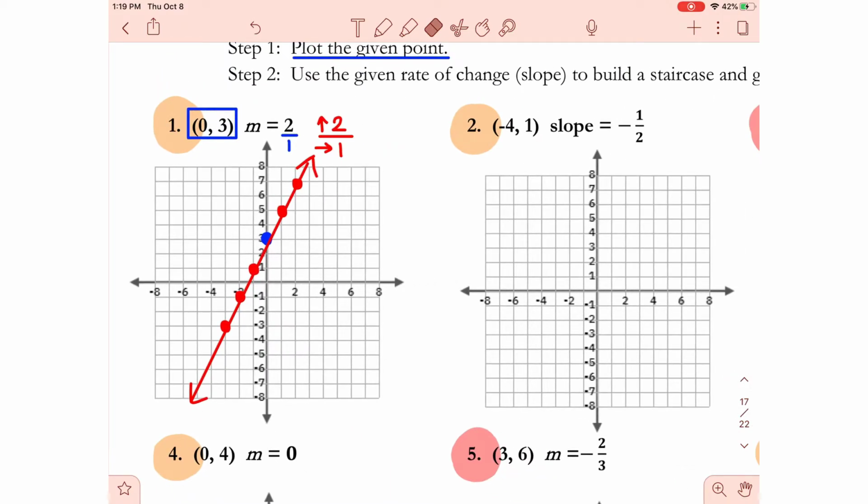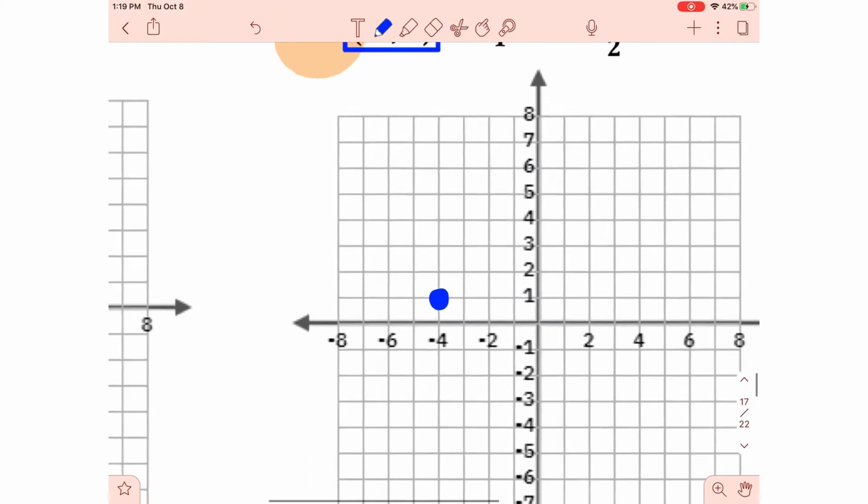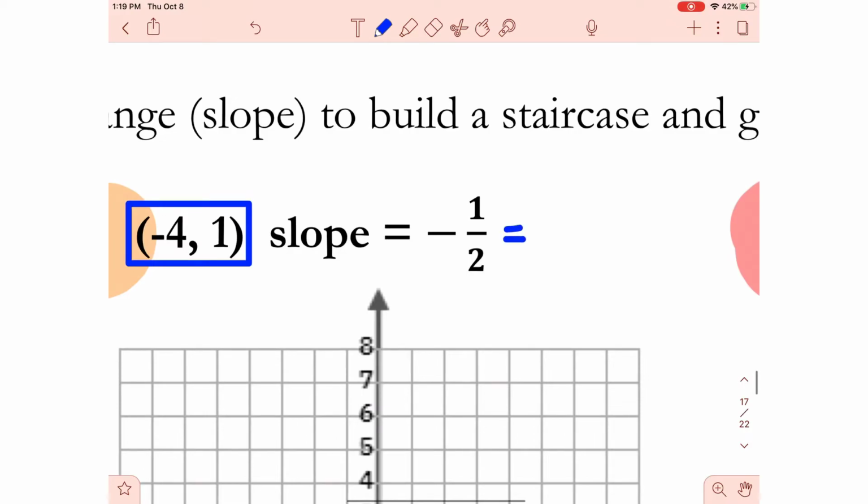Let's do it again for number 2. For number 2, the point is -4, 1. So I'm going to plot that point. -4, 1 is right here. And now I'm going to count my slope. Now, this slope is -1/2. When I do this, I prefer to move the negative to the top. You're allowed to do that. You can put the negative on the top or you can put it on the bottom, but you can't put it on both. It's one or the other.